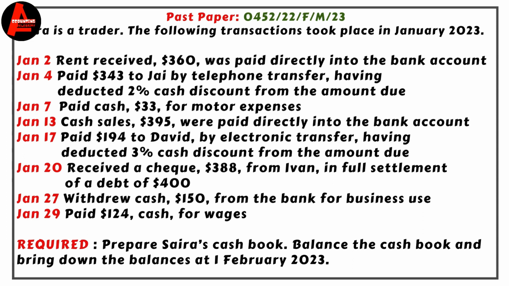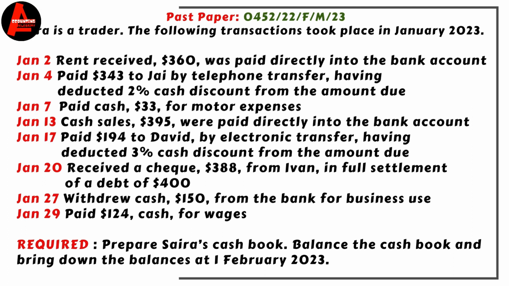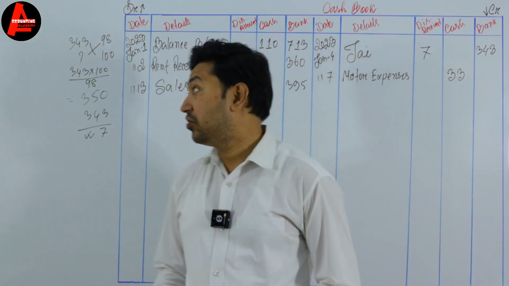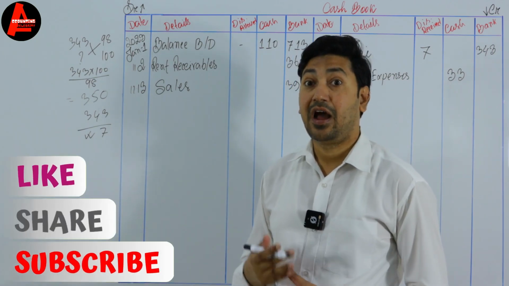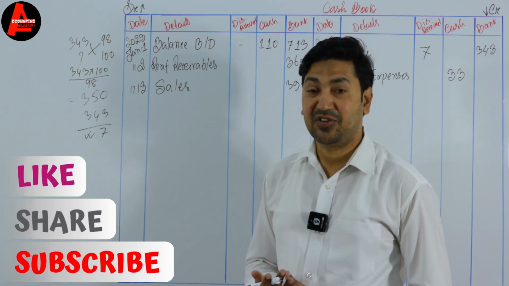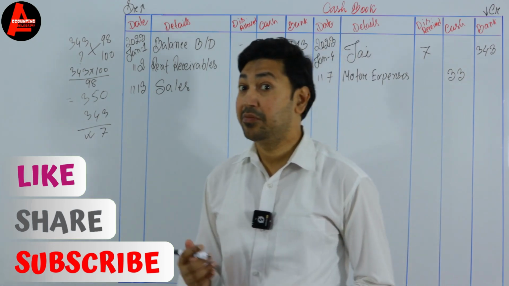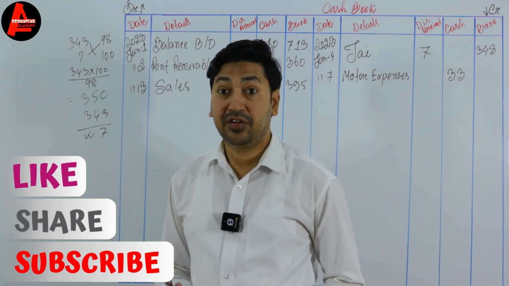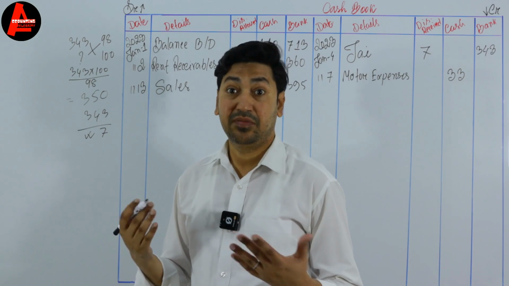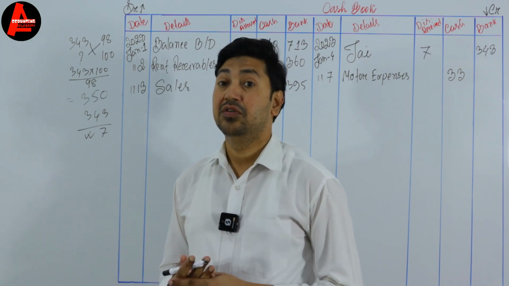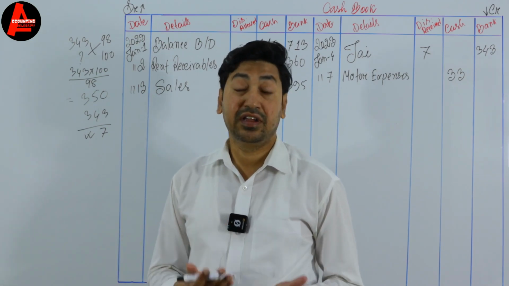Paid $195 to David by electronic transfer, having deducted 3% cash discount from the amount due. Same transaction as the previous one, we have to calculate the discount this way. Here the money is paid after deducting the discount. With 3% discount, if we multiply 194 times 3%, it will be incorrect.